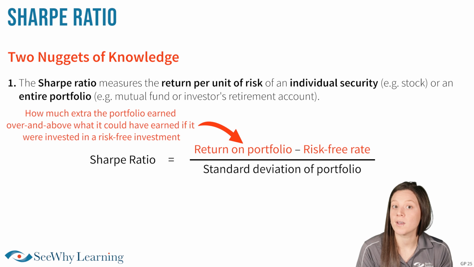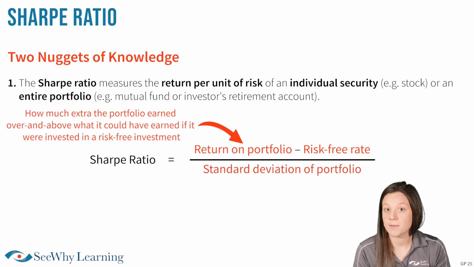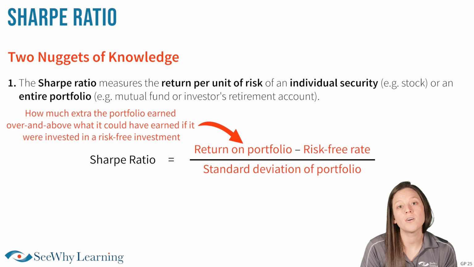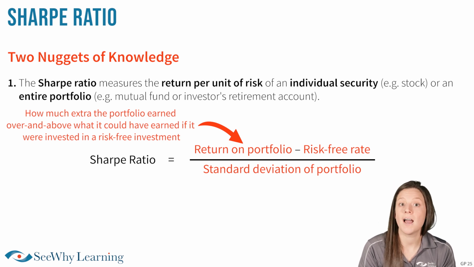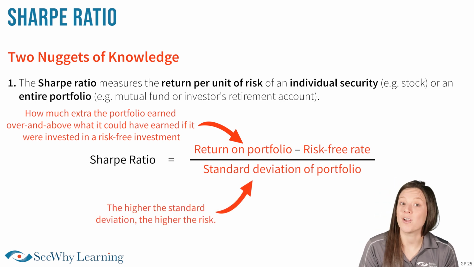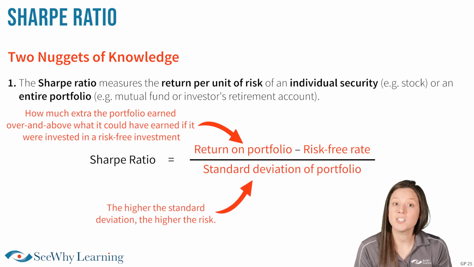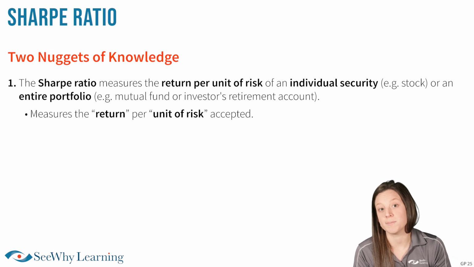On the bottom of the formula, we find standard deviation, which is considered a measure of risk. For example, the more a security's return deviates from year to year, the more volatile it is and the more risk it represents. The higher the standard deviation, the higher the risk. So to sum up the Sharpe ratio, it measures the return per unit of risk accepted.